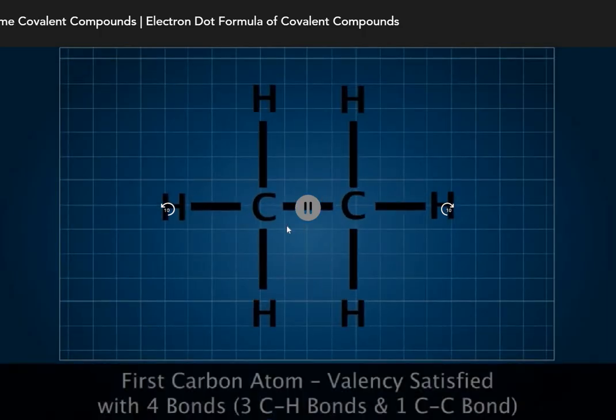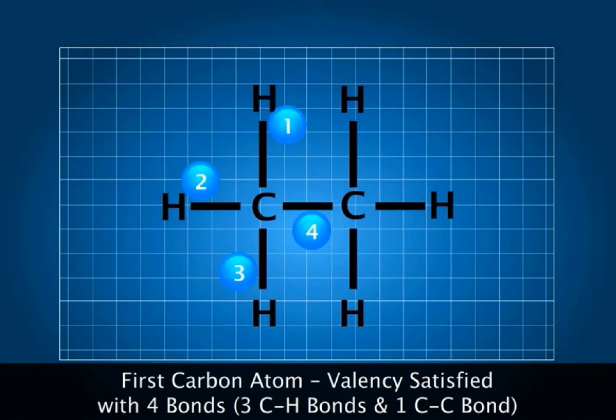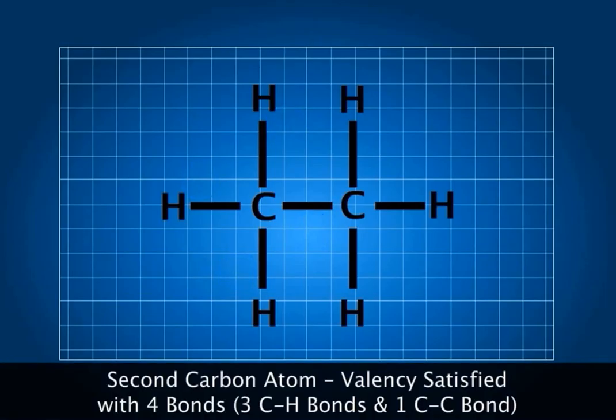While writing the structural formula, we must ensure the valency of each atom is satisfied with the appropriate number of valency electrons. For the first carbon atom, the valency is satisfied with 4 electrons from 3 C-H bonds and 1 C-C bond by mutual sharing. Similarly, the second carbon atom is satisfied with 4 electrons from 3 C-H bonds and 1 C-C bond by mutual sharing.